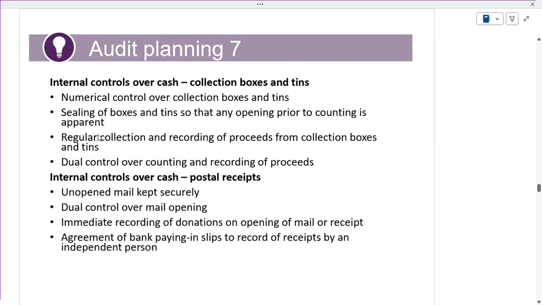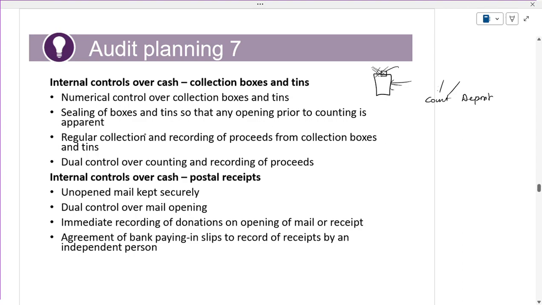Now, this is from the examination point of view. Understand, this is from the examination point of view. Control over cash, collection boxes. This is directly from the examination point of view. It says that there are numerical controls. What will happen? I told you just now, you have the boxes at the cash counter. People will drop cash. The moment it is full, they will come and take over. We don't know whether two people are coming or one. We don't know when it is opened whether two people are there or one person. One person will come, collect, count and deposit.